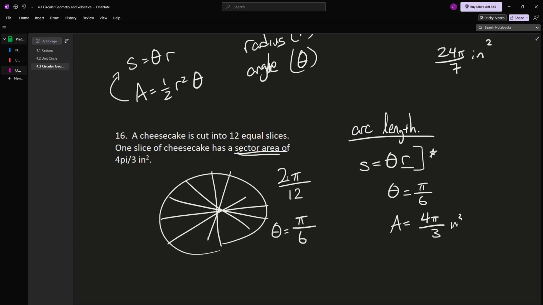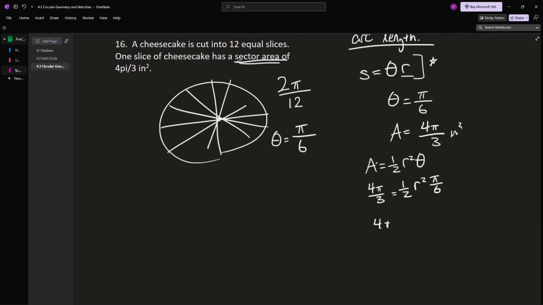I try to look, I see what formulas I know. I can't use this one because that's what I'm using for the end. I look over here, I have area, I have theta, I have radius. I know 2 out of 3 and 1 is unknown. You could solve for the unknown if there's only one unknown. So I'm going to rewrite this formula. My area, 4 pi over 3, equals 1/2 r squared pi over 6.